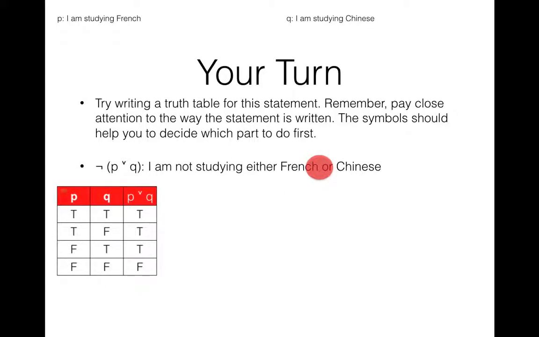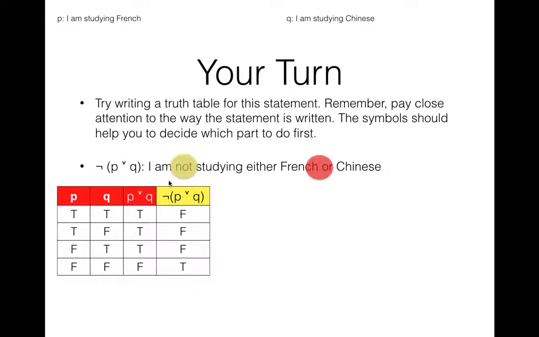So here's our inclusive disjunction table. When P is true and Q is true, then the inclusive disjunction is true. And as long as one of them is true, the inclusive disjunction is still true. But when they're both false, the inclusive disjunction is false. However, I'm not interested in this. I'm not interested in P or Q. I'm interested in not P or Q. So I'm now going to need to negate.